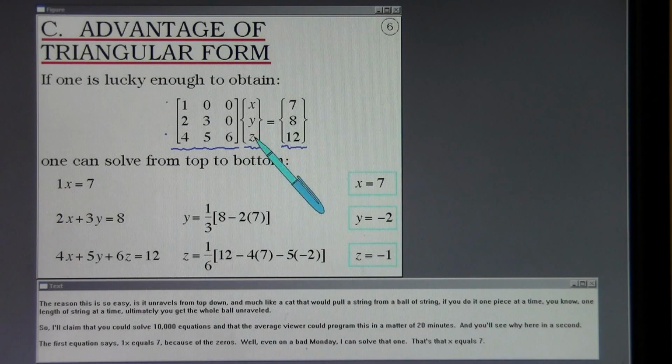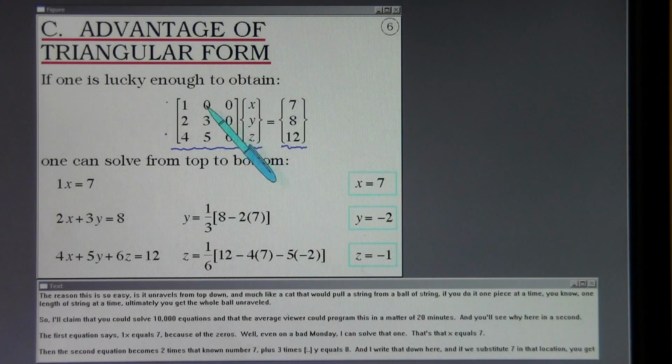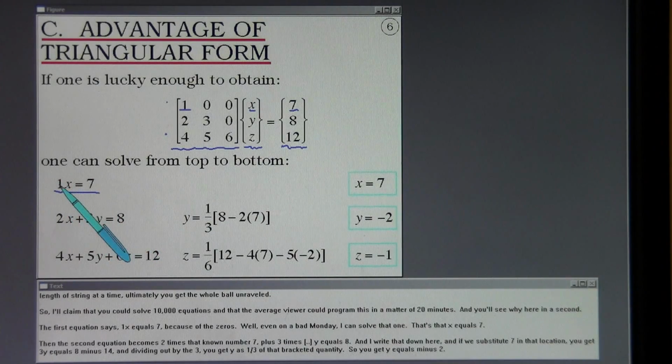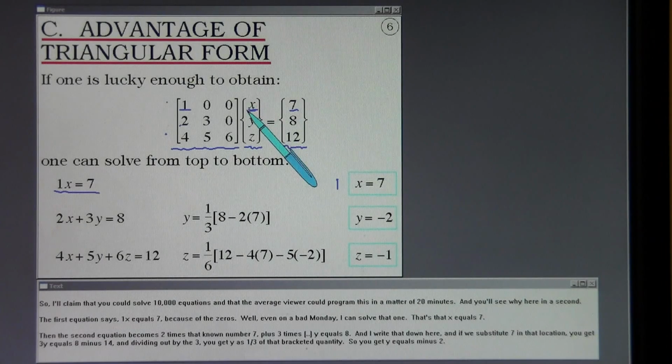And you'll see why here in a second. The first equation says 1x equals 7 because of the zeros. Well, even on a bad Monday, I can solve that one. That's that x equals 7. Then the second equation becomes 2 times that known number, 7, plus 3 times y equals 8.